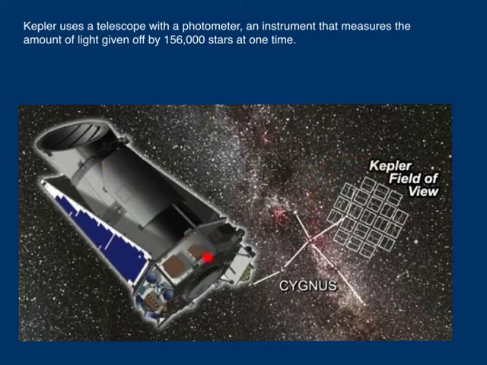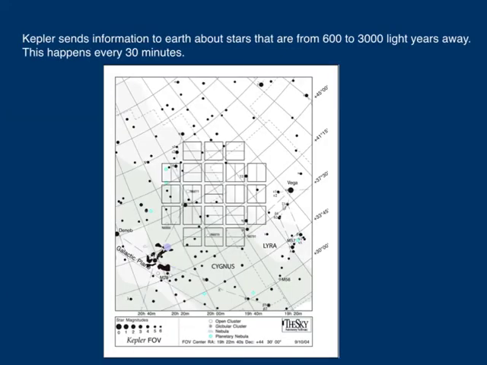This telescope is orbiting around the sun the same as we are, and it's kind of like following us in our orbit. It's looking at a little tiny piece of the sky, about 1/400th of the sky, and measuring the light from all the stars. Kepler sends us information about these stars every 30 minutes. It measures the brightness of the stars over that time, and it sends that information to us. Now, those stars are a long ways away, somewhere between 600 and 3,000 light years away.